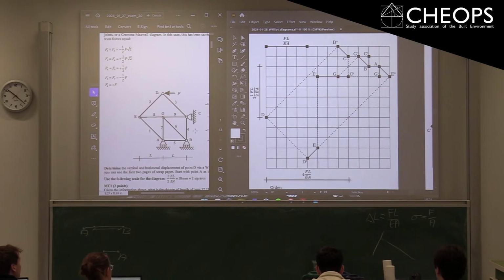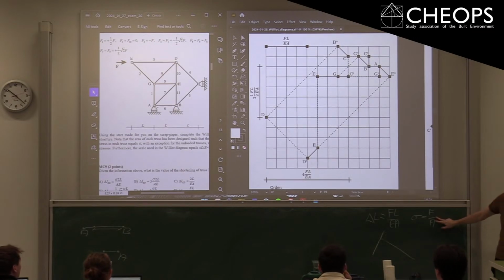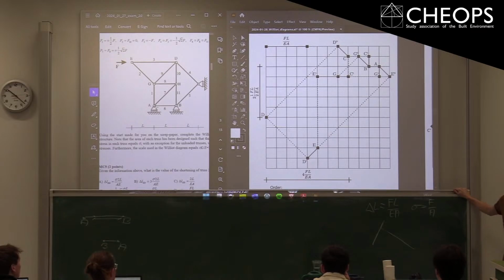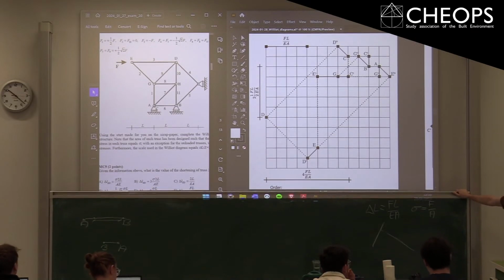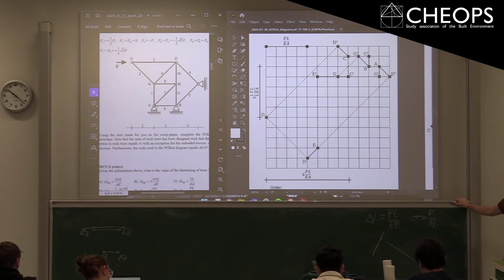Okay, then there was a second type of Williot diagram, the one with the stress part, like that additional node. I will give you, let's say, 15 minutes to get a start on that as well, but then we'll go over that one a little bit faster.